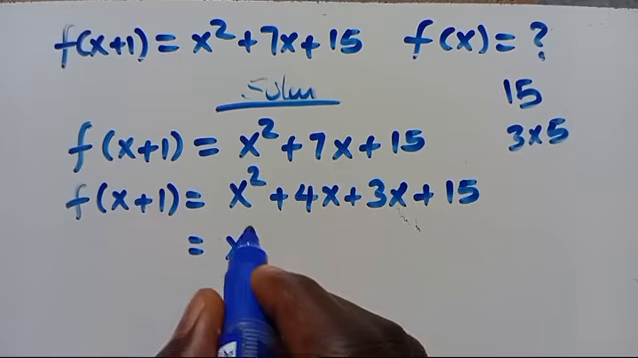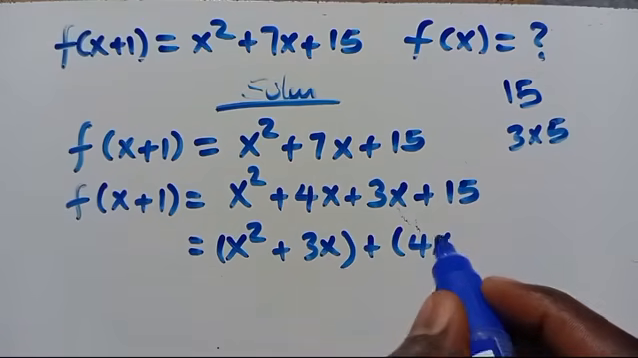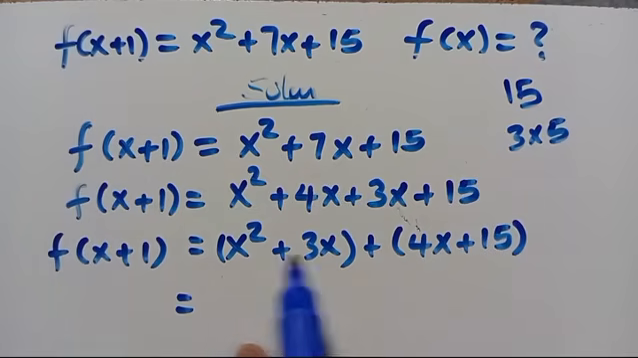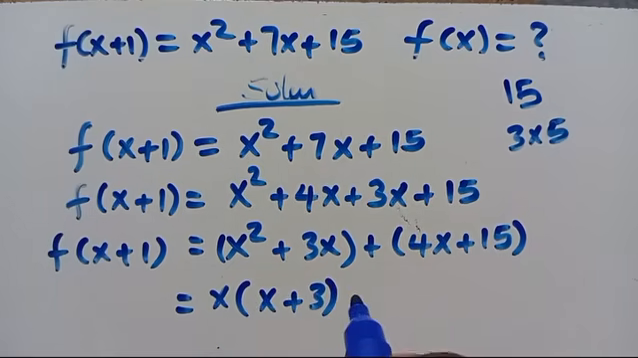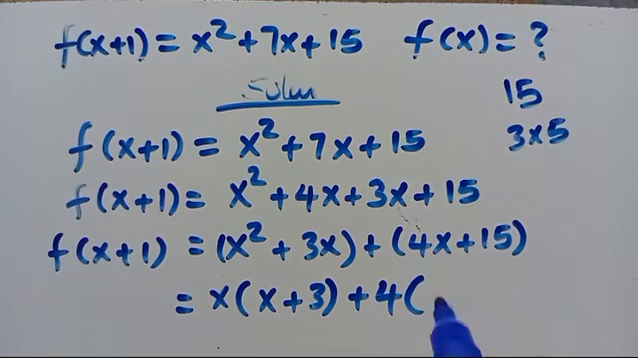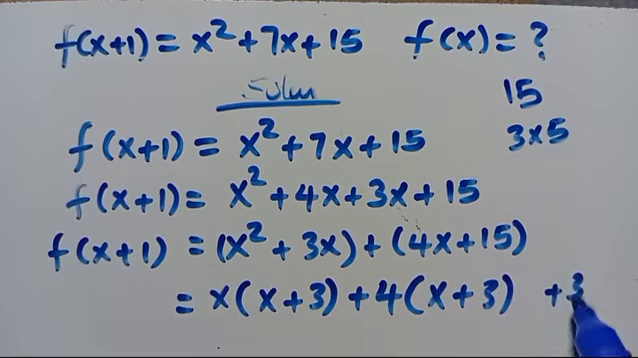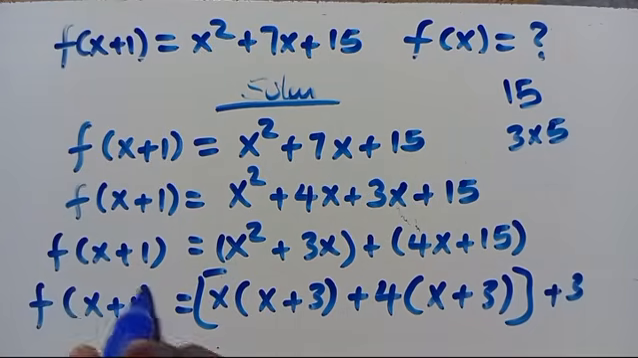So from here we have x squared, let's have this as 3x, then plus 4x plus 15. Then we have it to be f of x plus 1. Our concern is that we want to express this side in terms of x plus 1. What's common between this and this is x, so this will be x plus 3. Let's factor 4 from here, which will be x plus 3, since 4 times 3 gives us 12, then we add plus 3. So we have this side to be f of x plus 1.